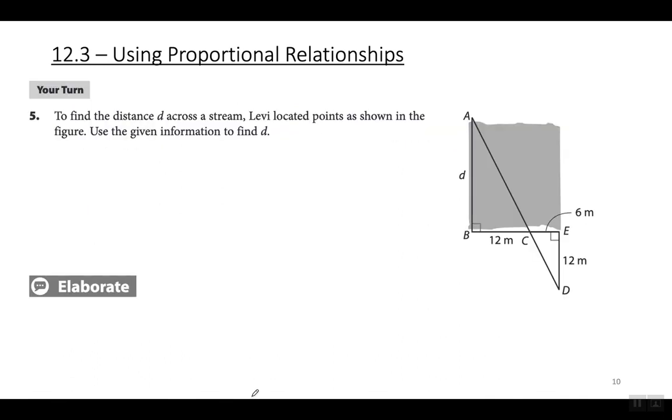Okay, I believe this is the last example. So again, to set up the proportion, use the right angles to orient yourself and make sure you're looking at it correctly.